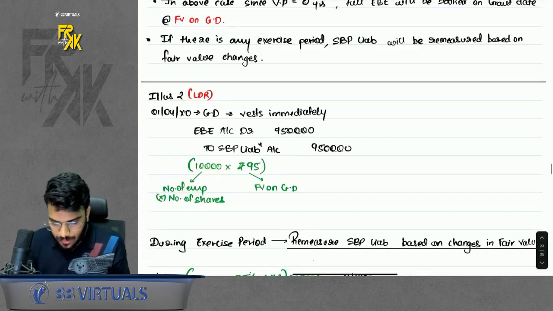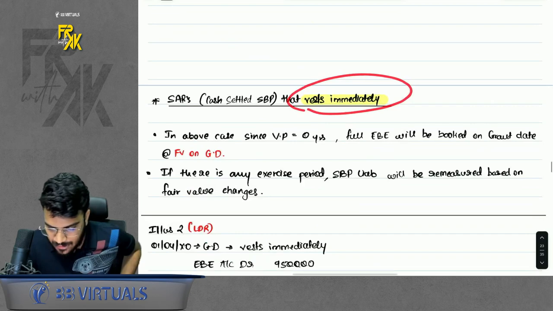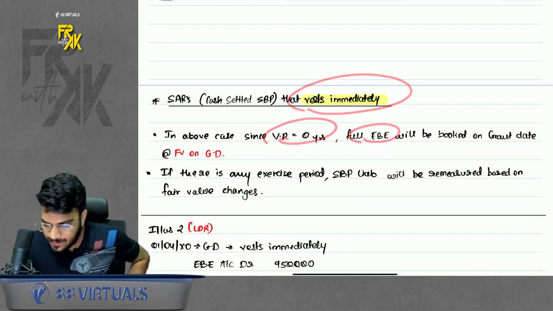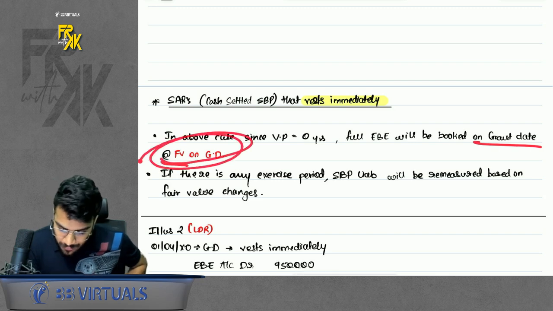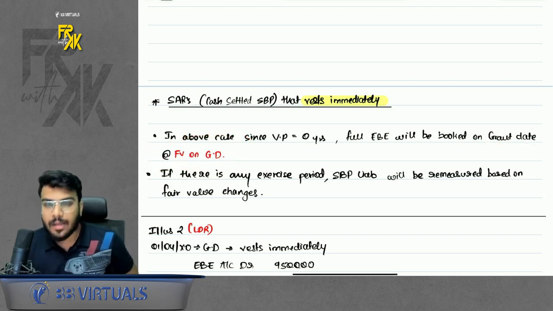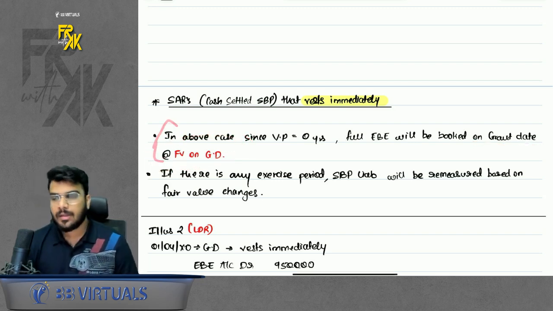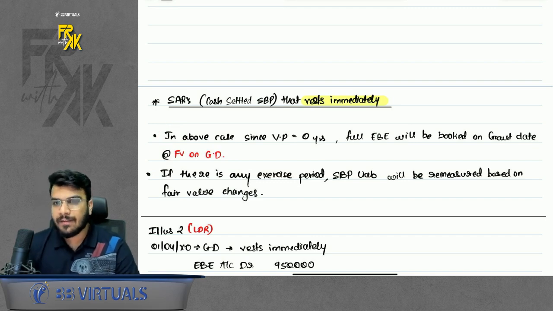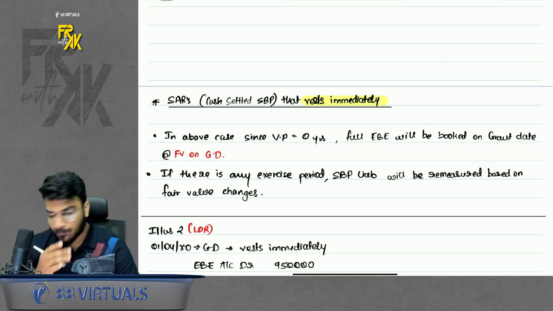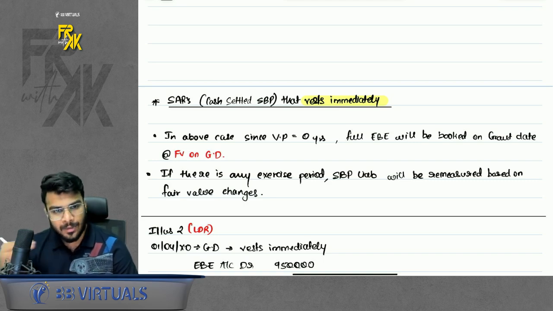So I have written also. In above case, in case of vest immediately, vesting period is 0. Full employee benefit expense will be booked on grant date at fair value on grant date. Okay. In such type of questions, there is one question where even if the employee is eligible on first day, employee is not taking the cash on first day. There is an exercise period of 3 years. So employee can exercise anytime during the 3 years.